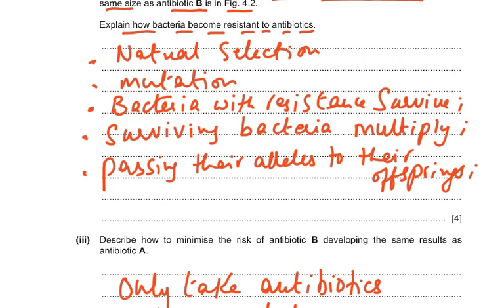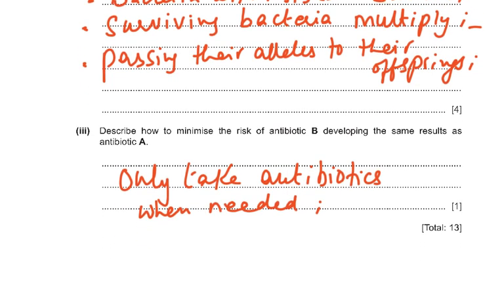So, how do bacteria become resistant to antibiotics? Number one, natural selection. Number two, mutation. Bacteria with resistance survive. Surviving bacteria multiply, passing their alleles to their offspring. Last part: describe how to minimize the risk of antibiotic B developing the same results as antibiotic A. Only take antibiotics when needed, complete the course of treatment, and restrict the use of antibiotic B. You should not take antibiotics for a viral disease because that's not going to be beneficial.